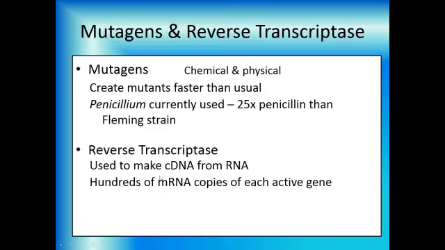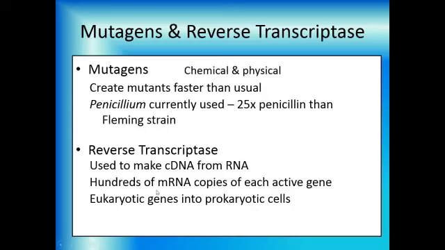Well, we have hundreds of mRNA copies of each active gene, where we only have one copy of the DNA gene. So it's a whole lot easier to isolate the mRNA and use reverse transcriptase to make DNA from it. We call it cDNA because it's a copy from mRNAs. And then we can insert that into an organism. So we can take eukaryotic genes and put them into prokaryotic organisms.